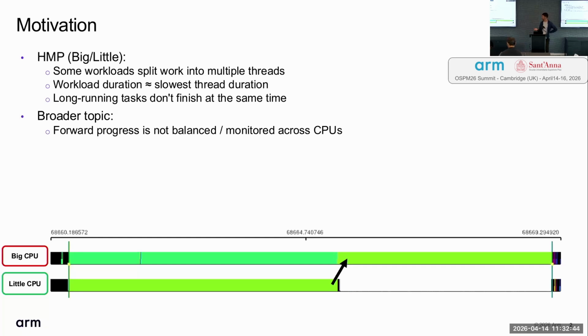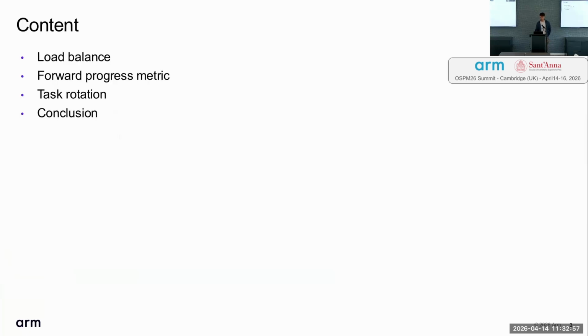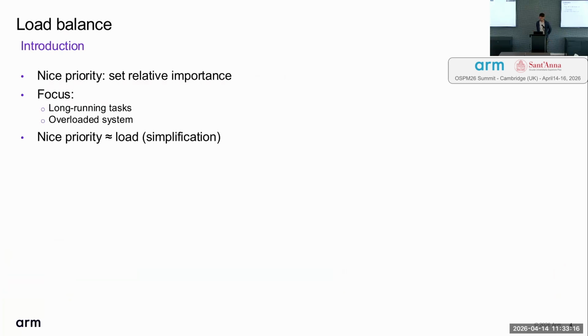So it started like that, and it became a more generic question, which is how can we track forward progress of different threads, of different tasks, between CPUs? I'm going to start by talking about the load balance, what I'm interested in this specific case, how to define a forward progress metric, show some task rotation, because that's what it's all about in this example, and then a small conclusion. I'm going to make a simplification at first.